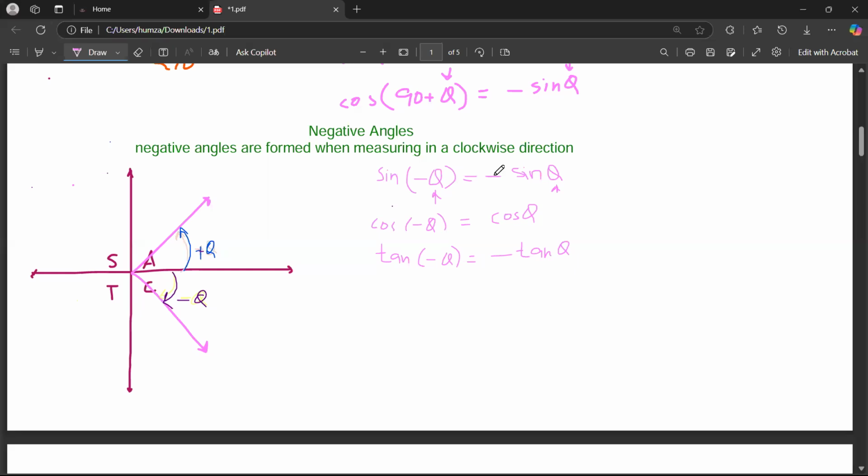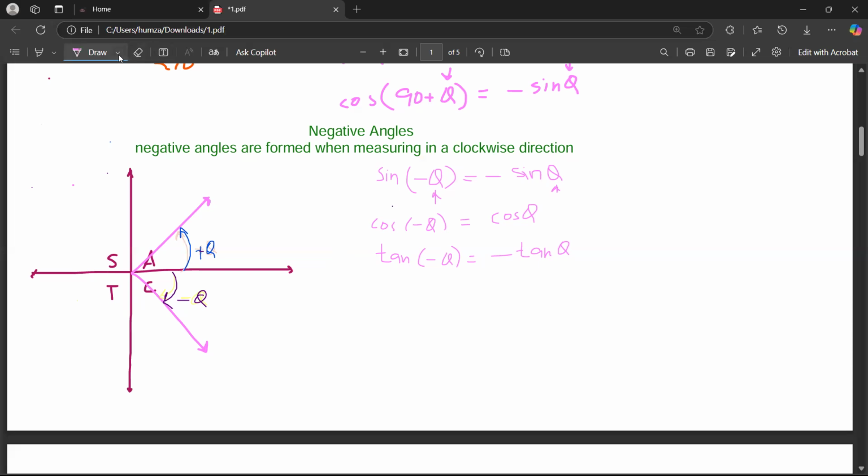So sin minus theta is equal to minus sin theta. Cos minus theta is equal to cos theta, and tan minus theta is equal to minus tan theta. We are looking at the CAST diagram. We know that in this quadrant, sin and tan are negative. That's why we have a negative sign next to sin and tan. And we say that cos is positive. That's why we have a positive angle. So we are ignoring this part of the diagram.